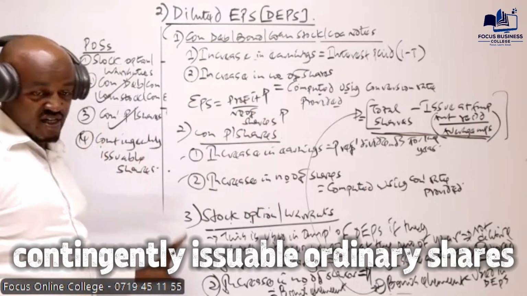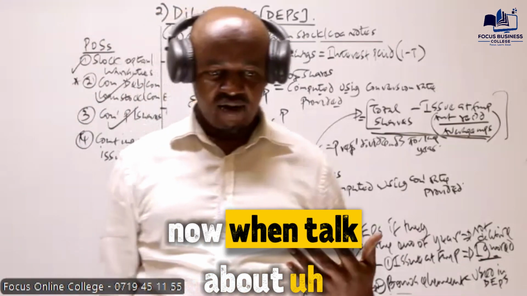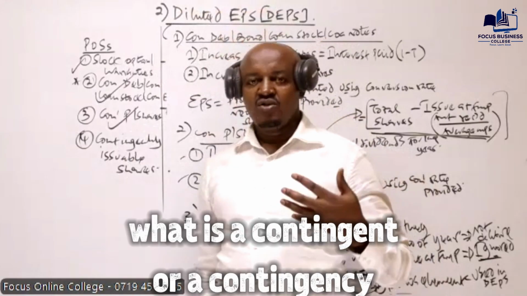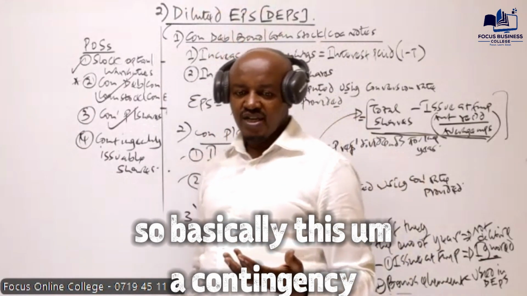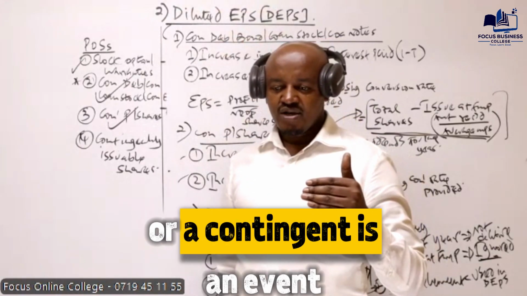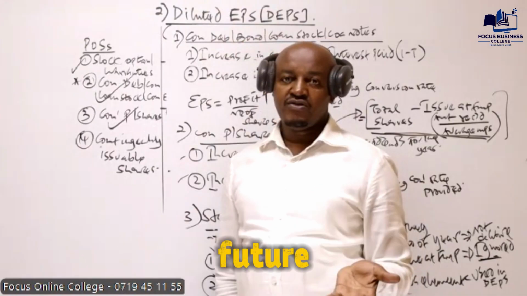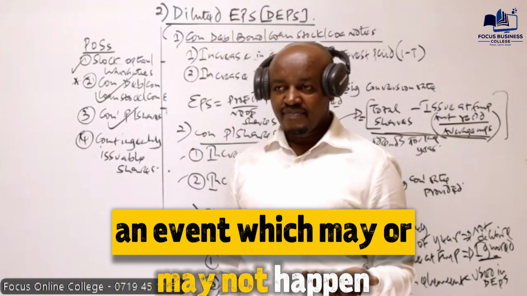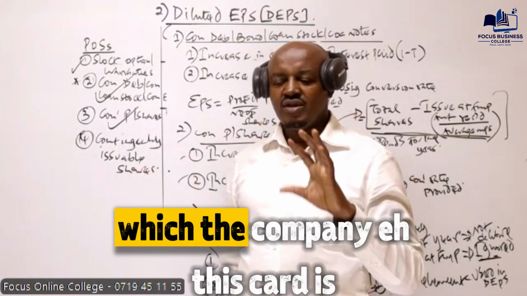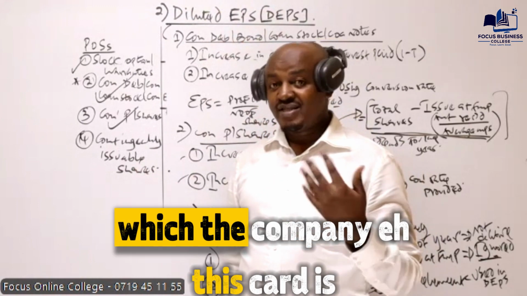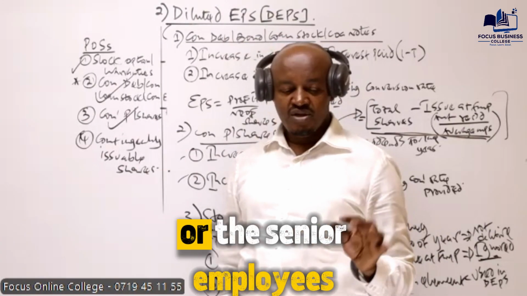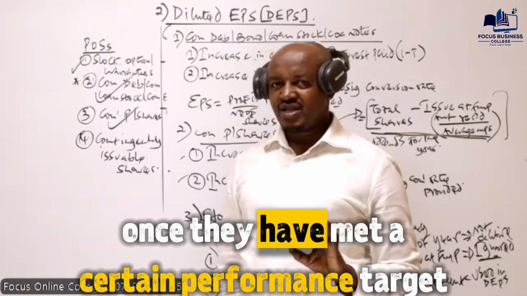Contingently issuable ordinary shares. Now, when we talk about contingency, this comes from the word contingent or a contingency. What is a contingent or a contingency? Basically, a contingency is an event which may or may not happen in the future. So these are usually those particular shares which the company is supposed to issue to mostly the senior managers or the senior employees once they have met a certain performance target.